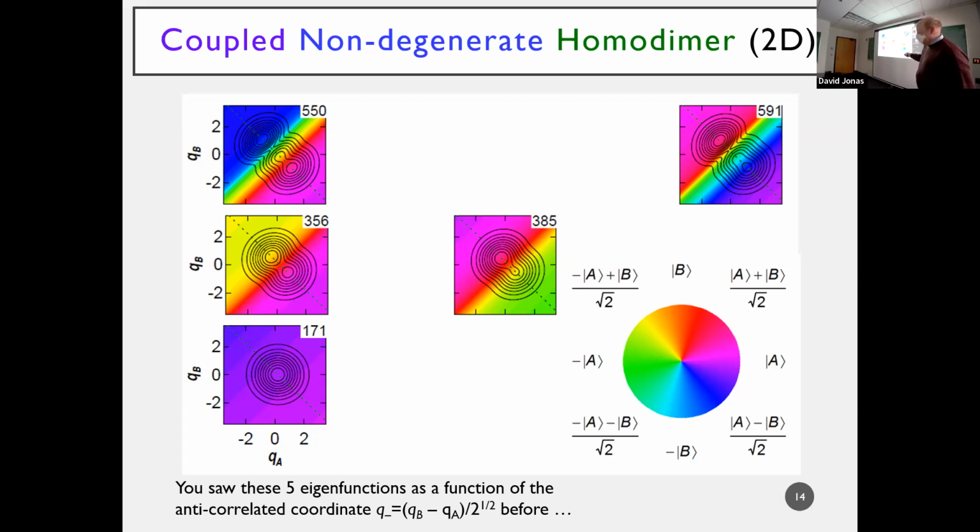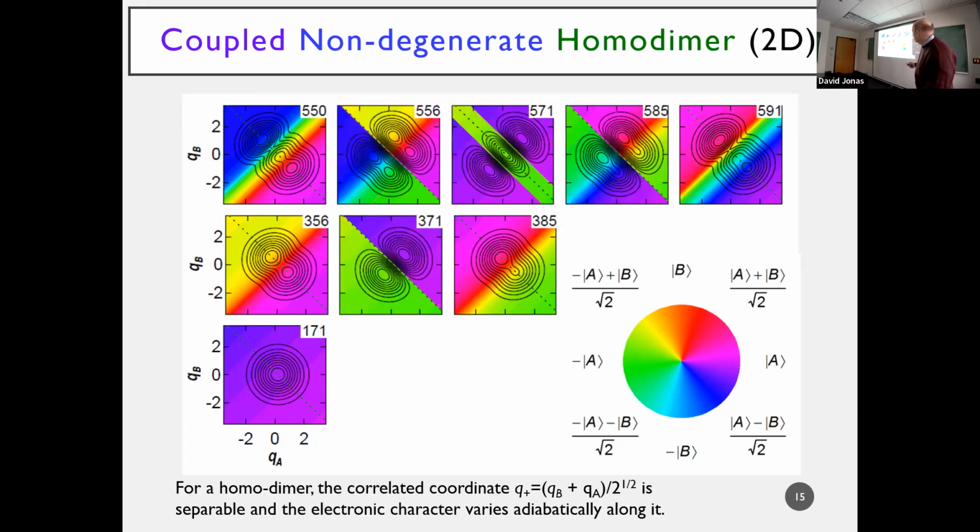Okay, and so you saw these 5 eigenfunctions before, but now really you can't get rid of any vibrational coordinates. There's also a correlated vibration, and that is adiabatically separable in this model. So I can just add 1 quantum or 2 quanta of correlated vibration, and everything looks very normal, and I can add 1 quantum of correlated vibration to each of these states. And so that explains the set of states that I show up here.